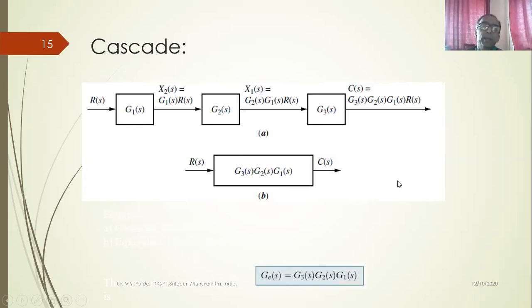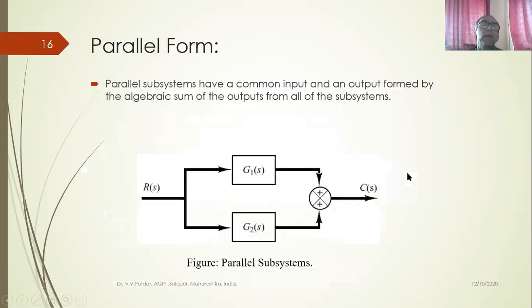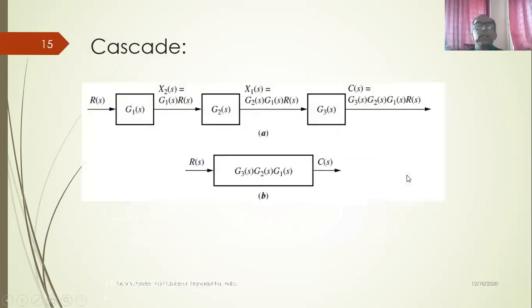Let us move further. So this G equivalent of s is equal to G1(s) into G2(s) into G3(s). Now we have seen series. Let us go to parallel blocks.